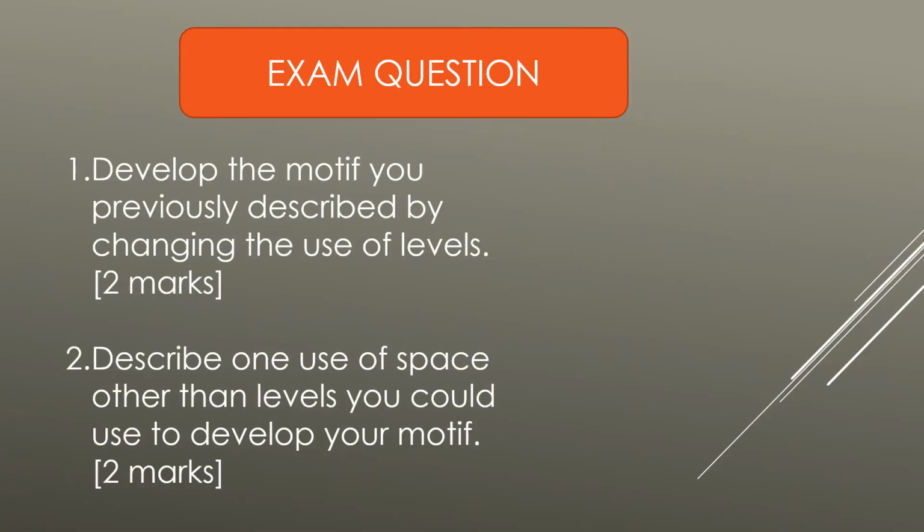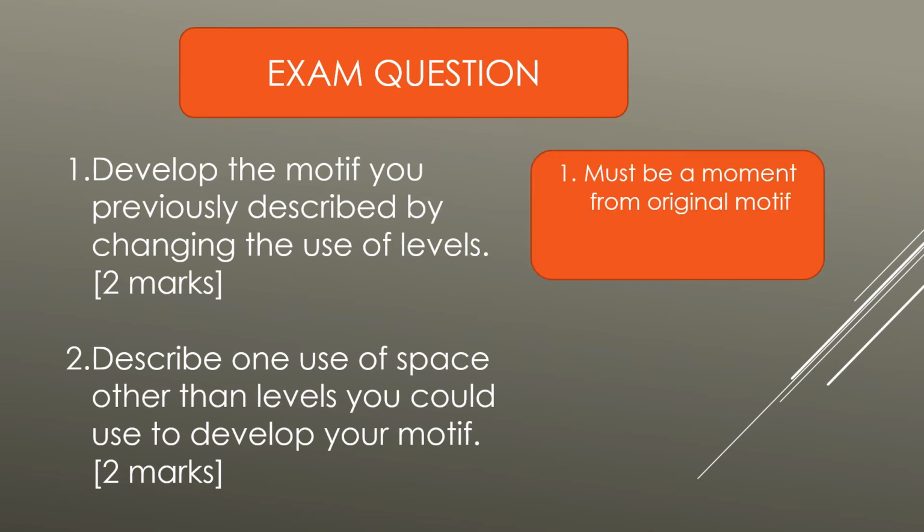Okay, moving on to two more exam questions. Develop the motif you have previously described by changing the use of levels, for 2 marks. Now let's unpick this and understand what it's asking us. We have to develop the motif you have previously described, so you are referring back to the previous question, the first one that you've answered, which was to describe a motif using action, space, dynamics. You are using that motif and developing it by changing the use of levels.